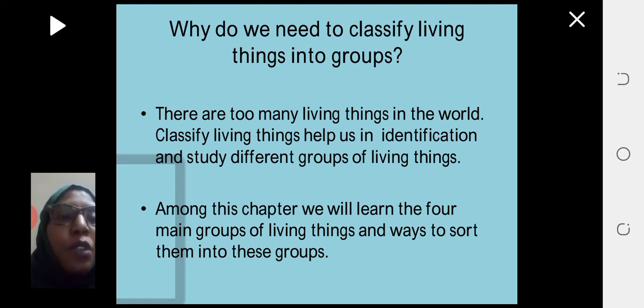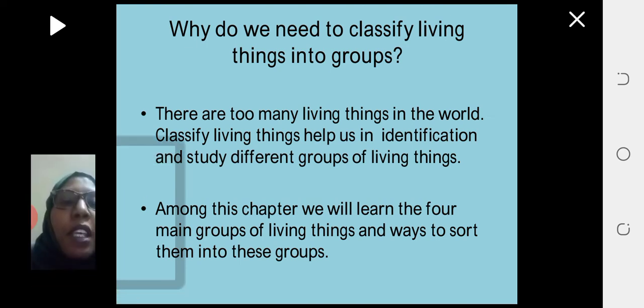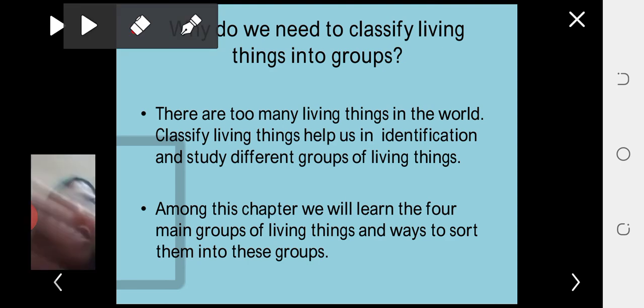In this chapter, we will learn the four main groups of living things and ways to sort them into these groups. The ways to sort them into these groups means we will study the features of each group in detail. By the end of this, we will be able to sort different types of living things into different groups according to their features.